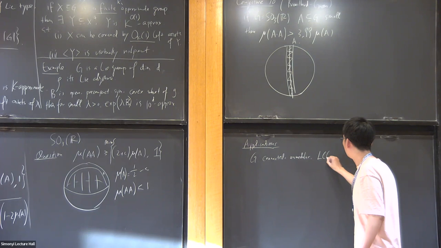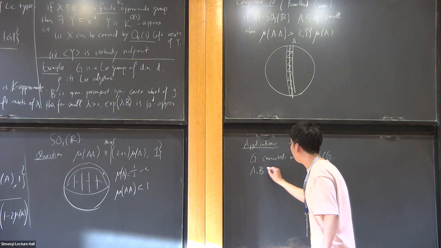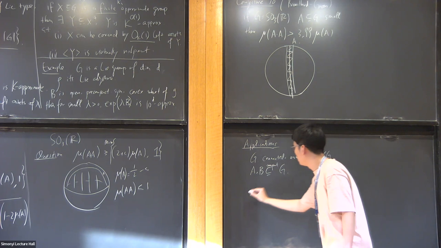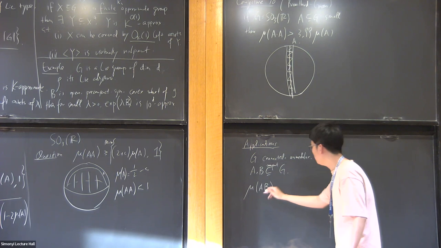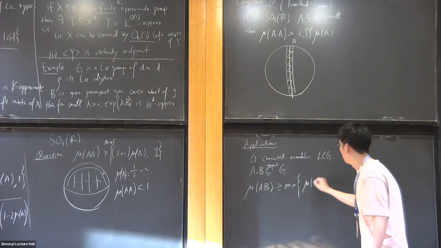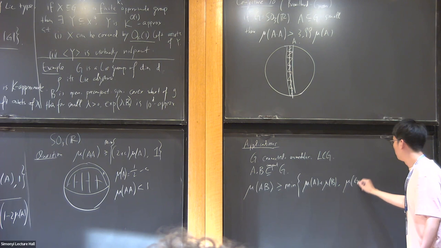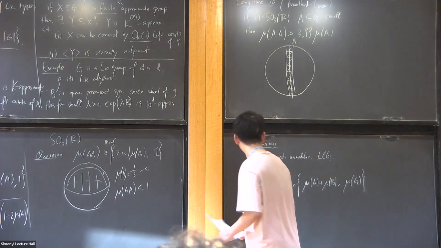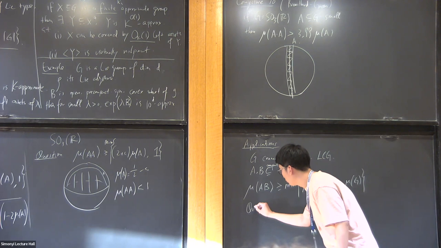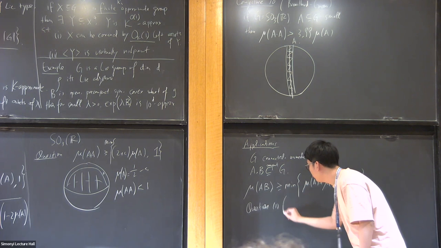So A, B are compact subsets of G. Then we have, where mu is a Haar measure on G, it should be at least... I put mu G here just in case the group is compact. So the question is, there are two questions. The first one is by Kemperman himself.